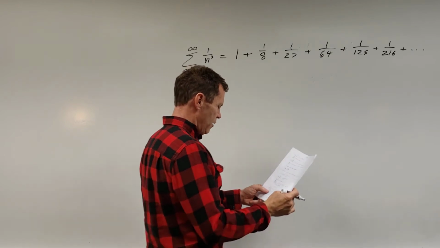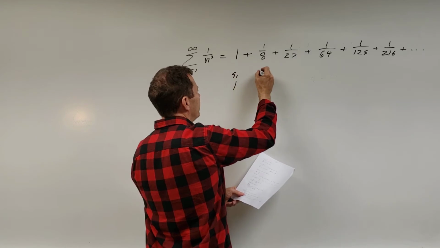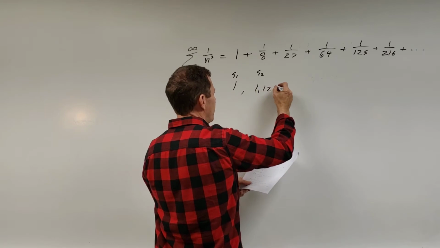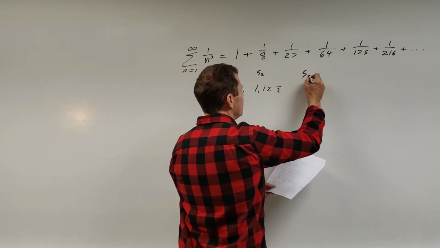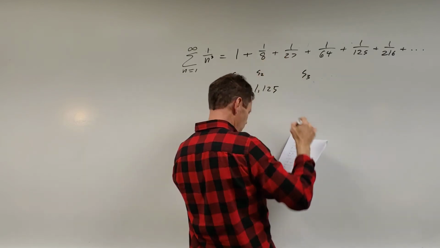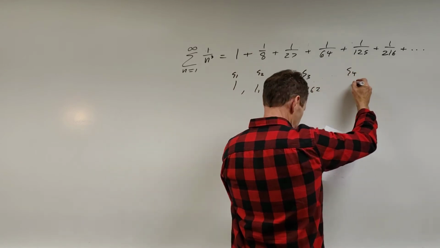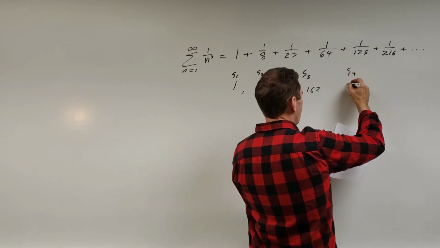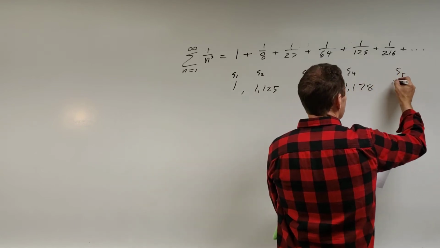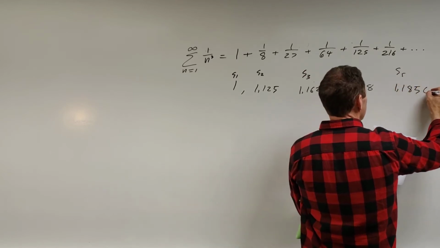Now, the first guy, you got a 1. Now if I add this one and this one, so that's S1. S2 is going to be adding this one and this one, and you'll get 1.125. Now S3 is going to be adding this one onto that one, and you get 1.162. And S4, you get 1.178. S5, you get 1.1856.